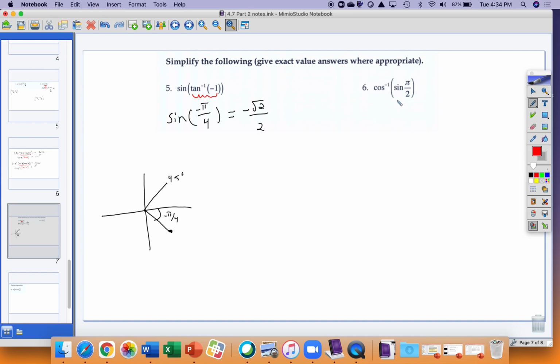And then here, again, I would look at this and say, okay, let's do the inside first. The sine of pi over 2. Pi over 2 is right here. The sine value is 1. So this is looking for the cosine inverse of 1. So where is the cosine value positive 1? It's going to be at this point right here, which is at 0 degrees or 0 radians, whatever you want to call it. Okay, so I'm just doing the inside and then the outside. So basically, I'm doing two problems in one when I'm doing a composite function.